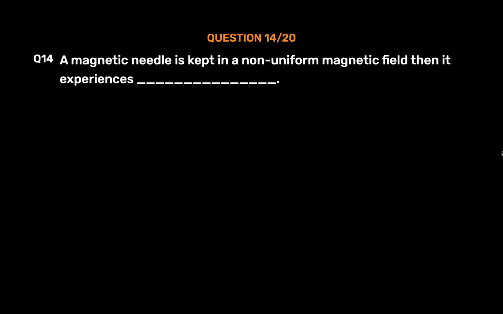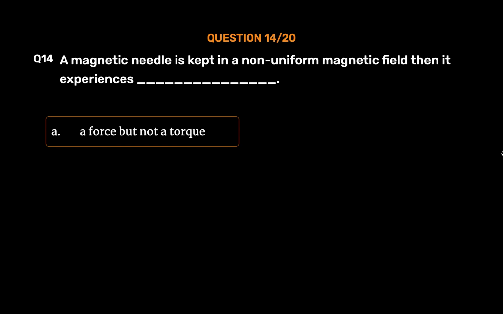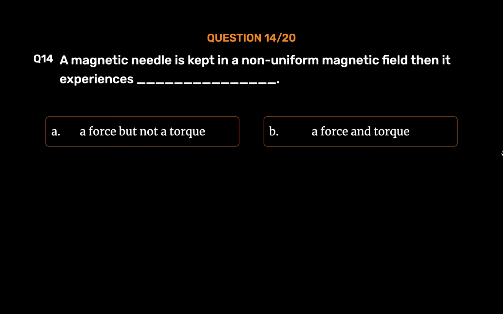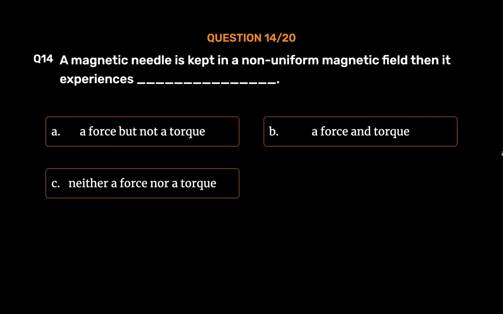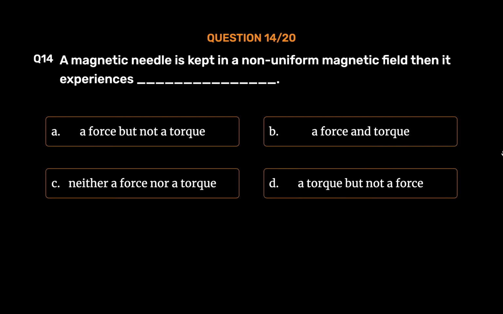Question number 14. A magnetic needle is kept in a non-uniform magnetic field, then it experiences underscore. Option A, a force but not a torque. Option B, a force and torque. Option C, neither a force nor a torque. Option D, a torque but not a force. The correct answer is Option B.